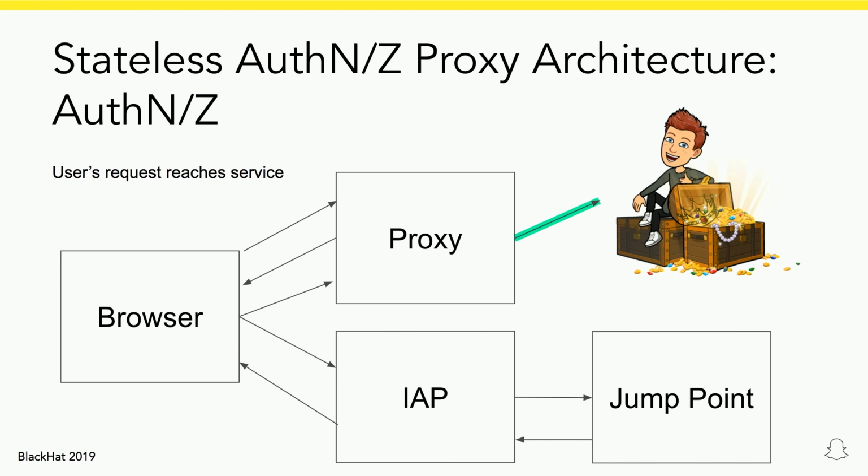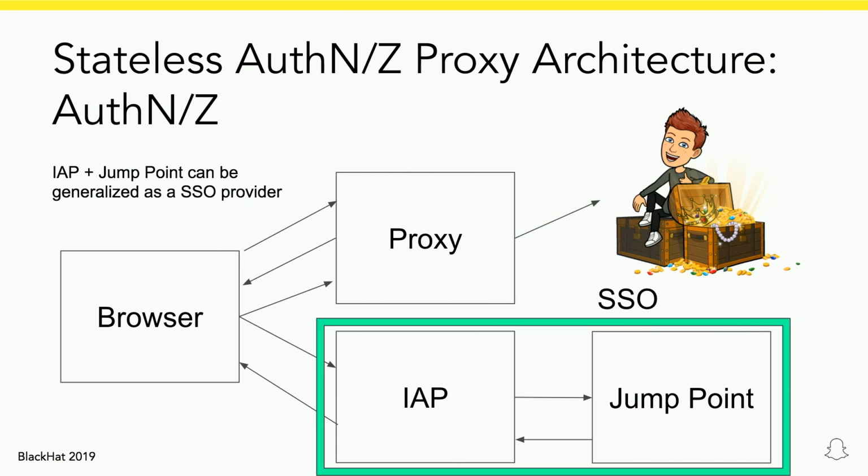But the other cool generalization here is that this IAP jump point is really just a single sign-on provider. And so you could have any single sign-on provider here, as long as it returns a token that the proxy can unwrap, that would work.